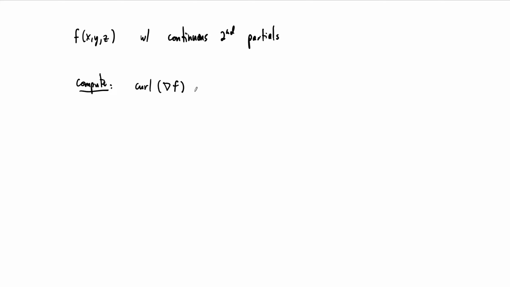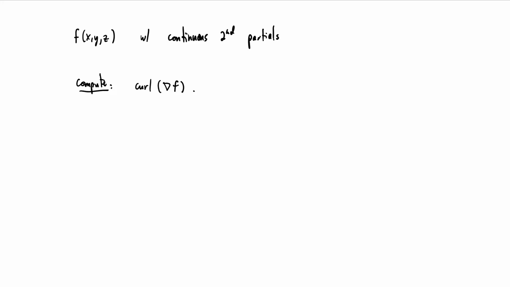Let's suppose that f is a function on a three-dimensional domain in three-dimensional space. So let's suppose that f is a function with continuous second partial derivatives. All right, what we'd like to do in this video is compute the curl of the gradient of this function here. So let's compute the curl of the gradient of this function f.